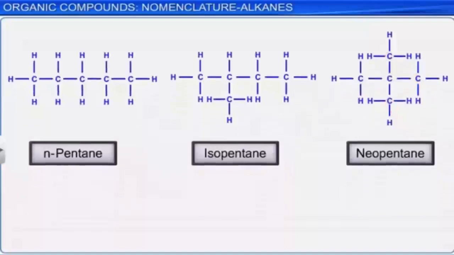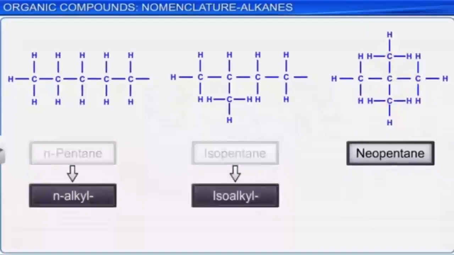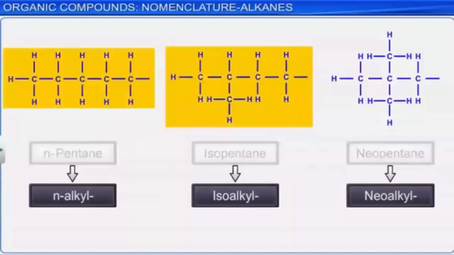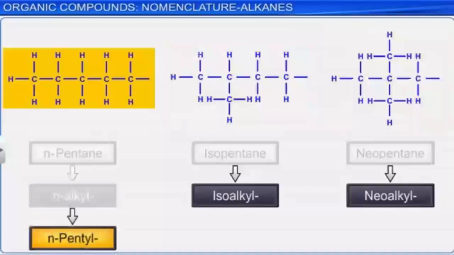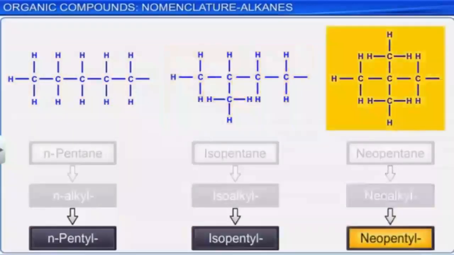The corresponding alkyl groups are named as N-alkyl, isoalkyl, and neoalkyl respectively. Examples of N-alkyl, isoalkyl, and neoalkyl are shown here. They are N-pentyl, isopentyl, and neopentyl respectively.